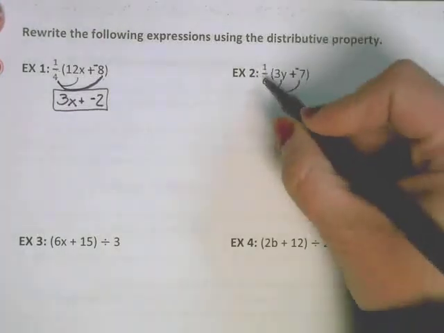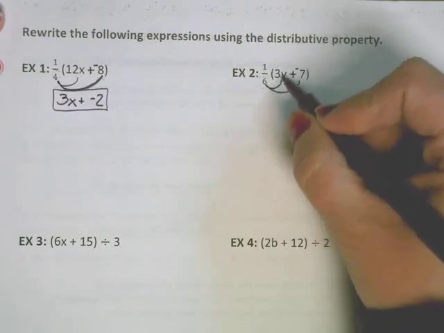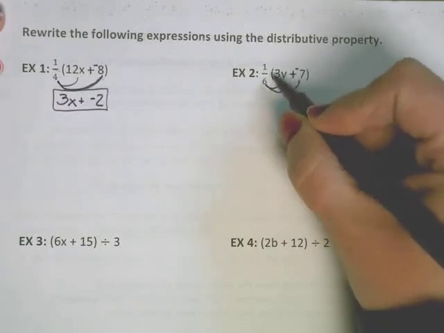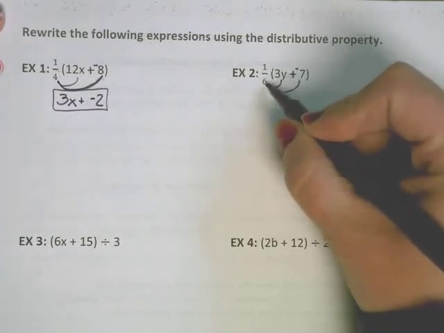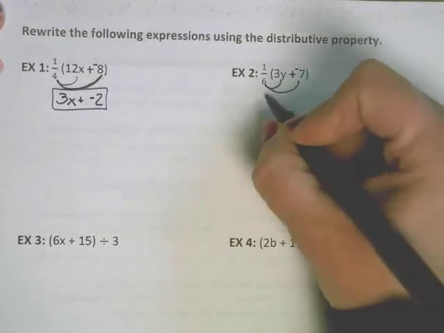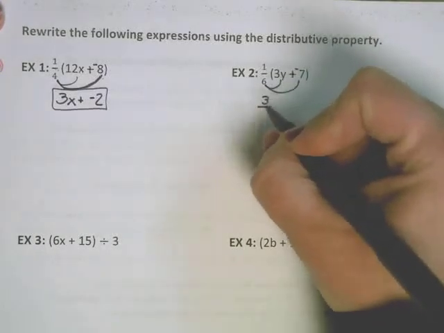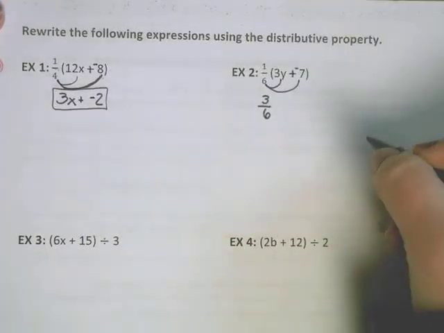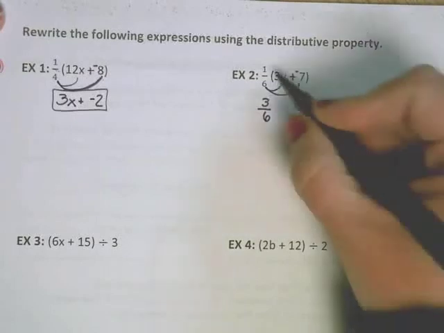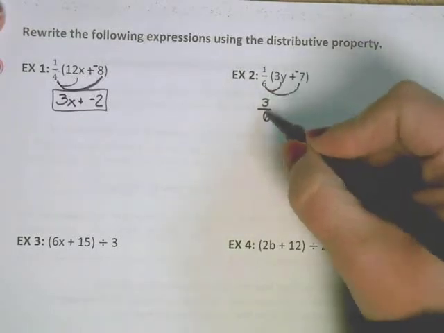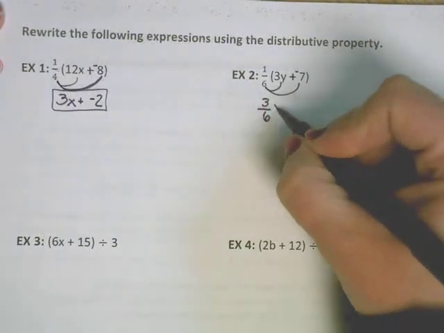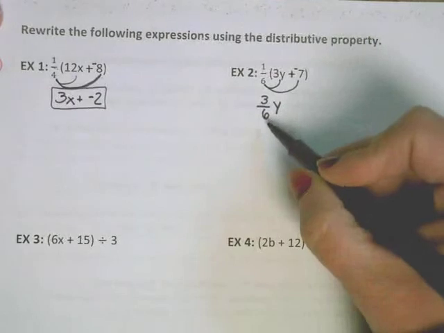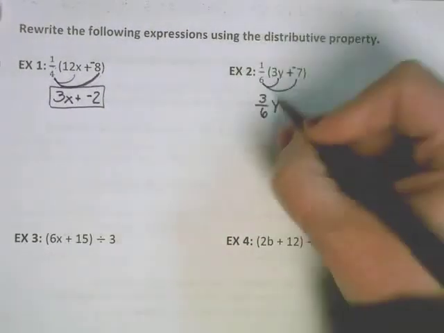So let's try 1/6 times 3y. 1/6 of 3y. Can I do 3 divided by 6? I mean, I could. 3 divided by 6 is just 3/6. So 1/6 of 3 is 3 divided by 6. And I keep my y there. Now I'm going to be able to make that into a simpler fraction in a minute.